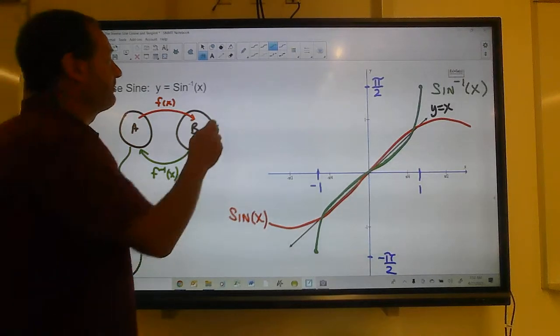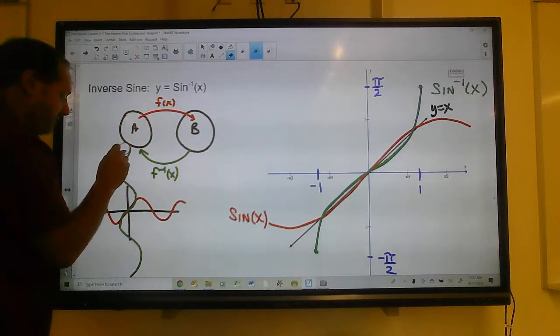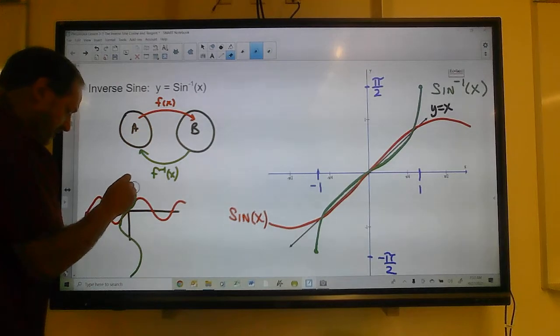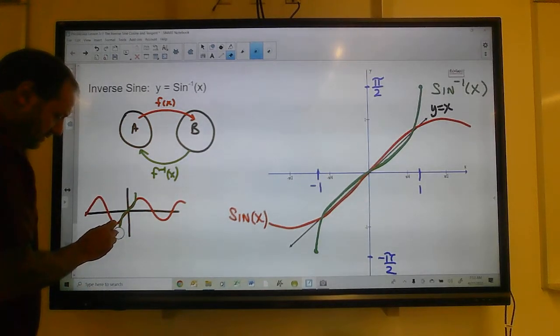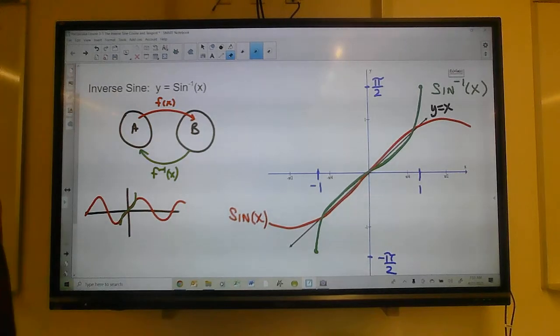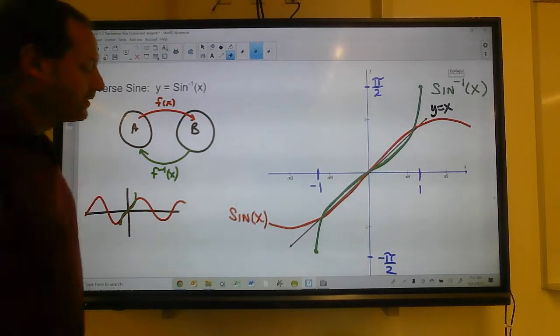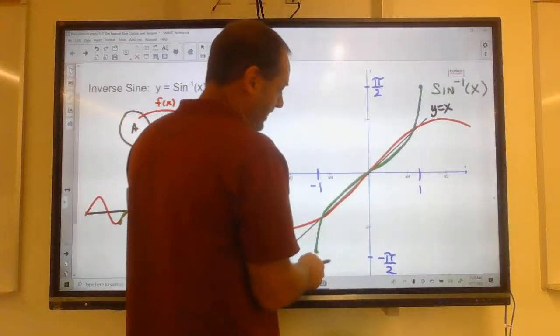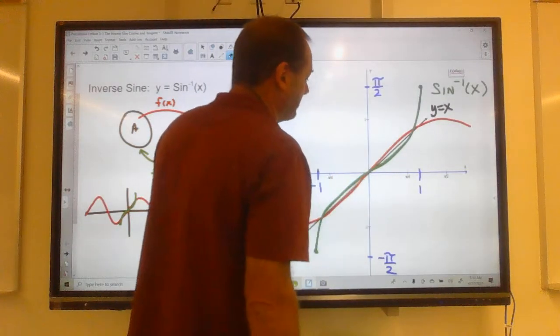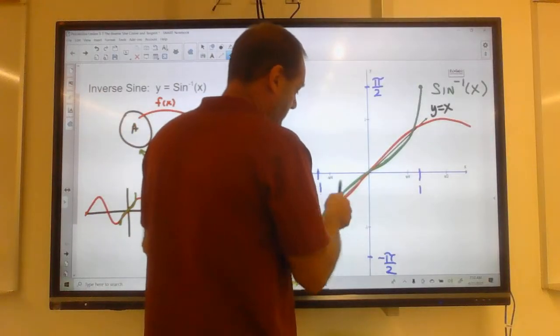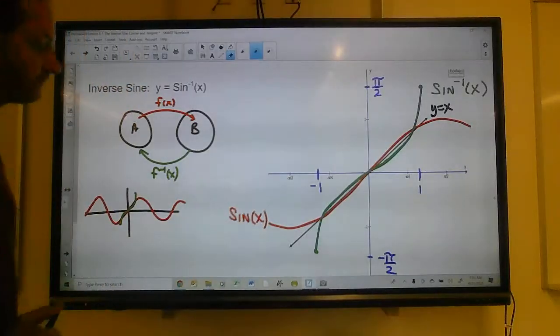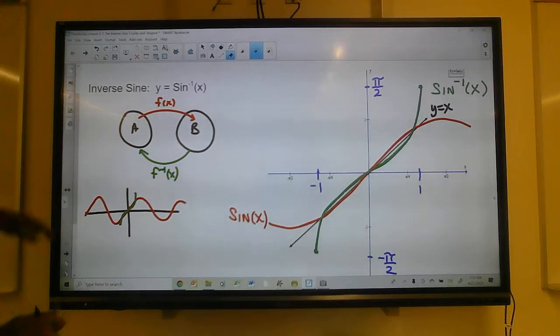So in order for that to be a function, we have to cut this thing off before it overlaps on itself. So it stops just like that. This goes from negative pi over 2 down here up to pi over 2 up here, and the domain is between negative 1 and positive 1.